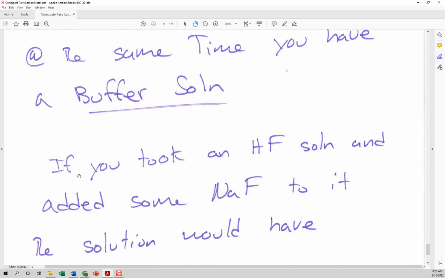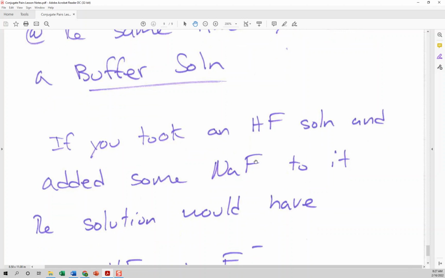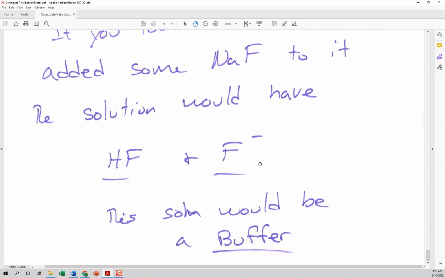So if I took a solution of HF, which has HF in solution, and I added some sodium fluoride, which really means I add some fluoride to the solution, I would have both HF molecules and fluoride ions in the solution at the same time. If you recognize that those are conjugate acid and weak base pairs, now you know you have a buffer solution. And we're gonna talk about what that means, what buffer solutions do, what they're good for, what the benefit of knowing if you have a buffer solution or not is, and how to make one, and we'll make one in lab and all that stuff.